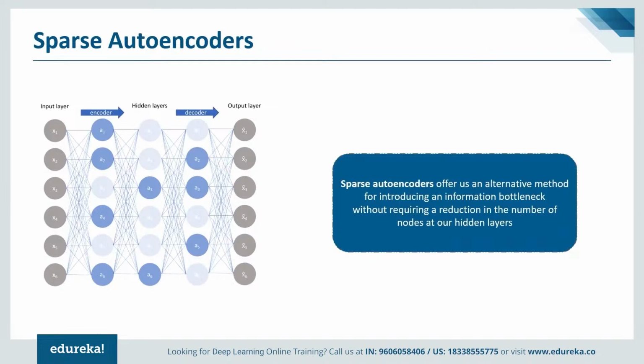Moving on to the next type of autoencoders. Sparse autoencoders offer us an alternative method for introducing an information bottleneck without requiring a reduction in the number of nodes at our hidden layers. Rather, we will construct our loss function such that we penalize activations within a layer. So for any given observation, we will encourage our network to learn an encoding and decoding which only relies on activating a small number of neurons.